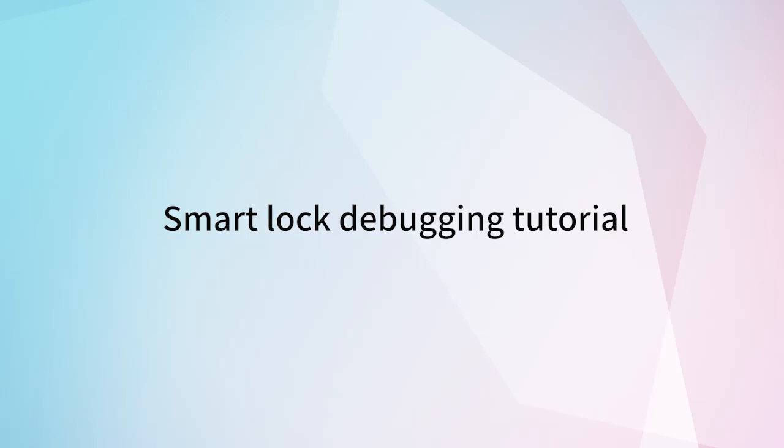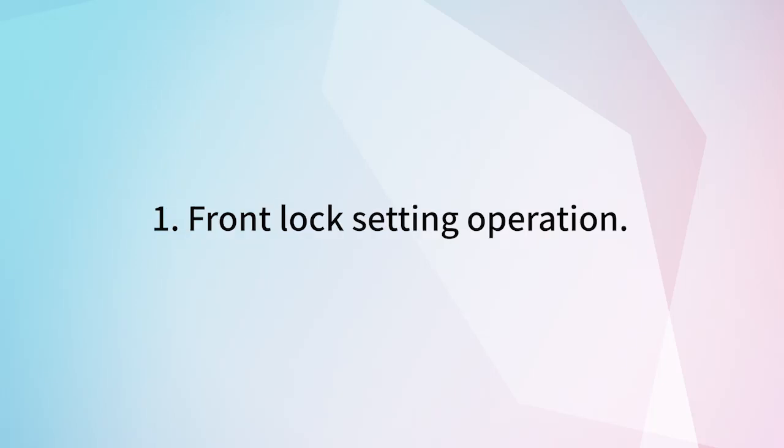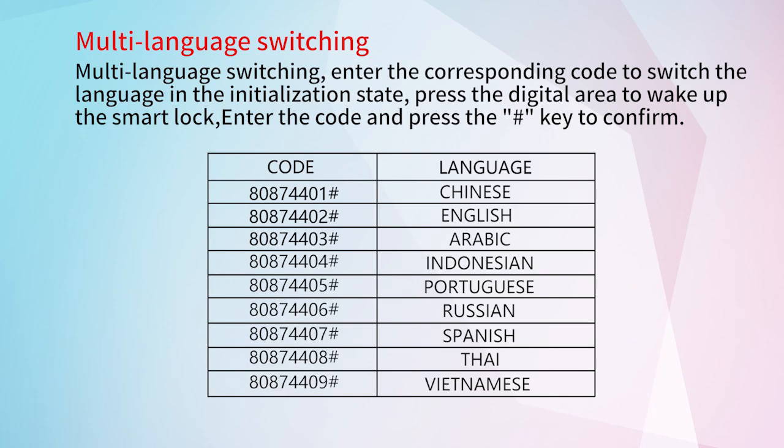Smart Lock Debugging Tutorial 1. Front lock settings operation. Multi-language switching. Enter the corresponding code to switch the language in the initialization state.